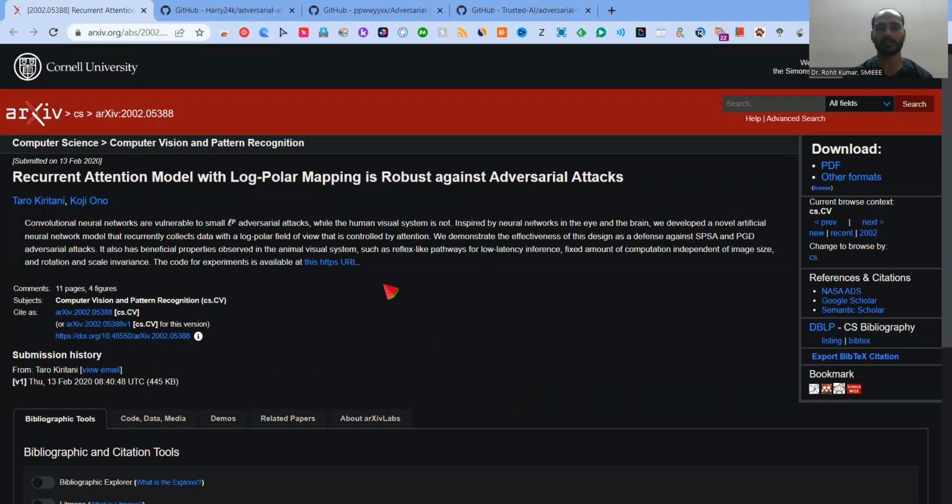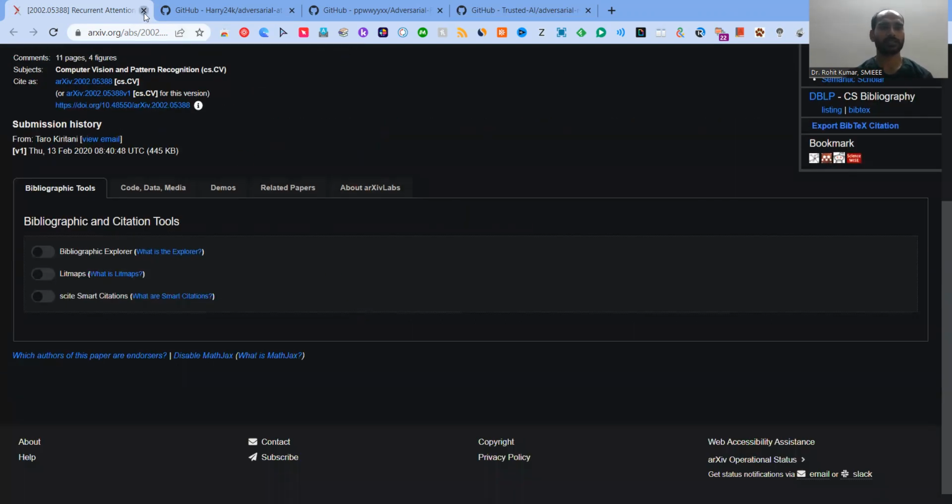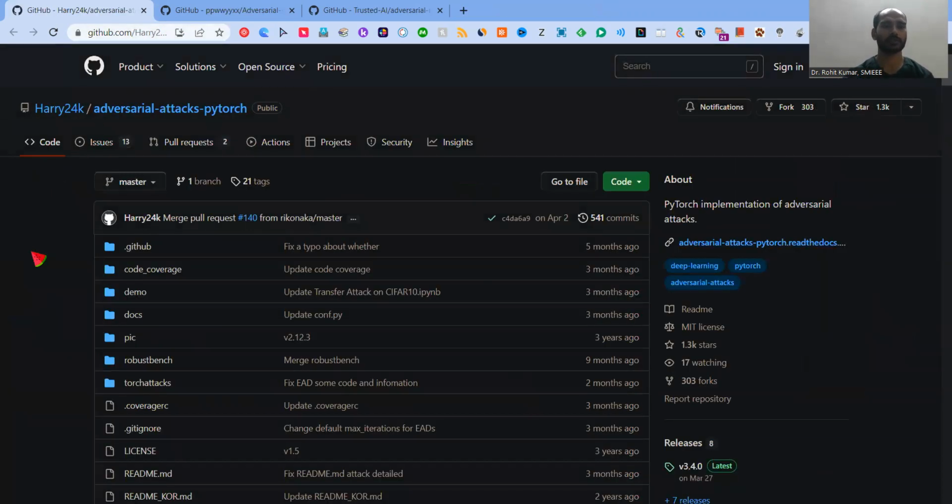And this particular thing they are demonstrating with the help of design techniques, as well as defense against the SPS and the PGD adversarial attacks. So if you are interested, just go and have a check. Additionally, they have given the code also for experimental purposes at this particular URL. So if you are interested, you can just go and have a look. So that is the basic information from the related paper.